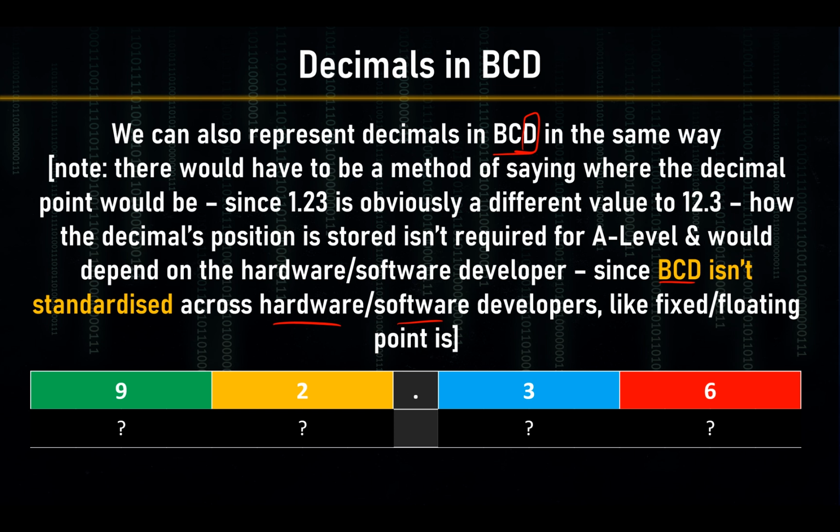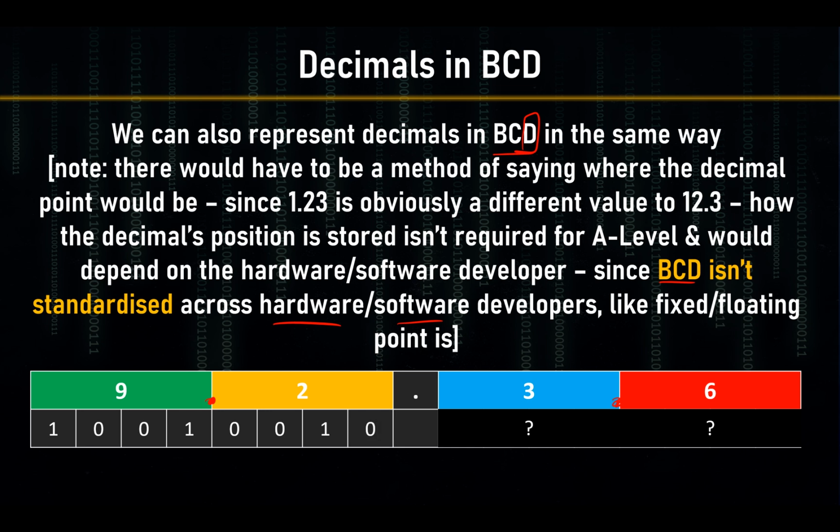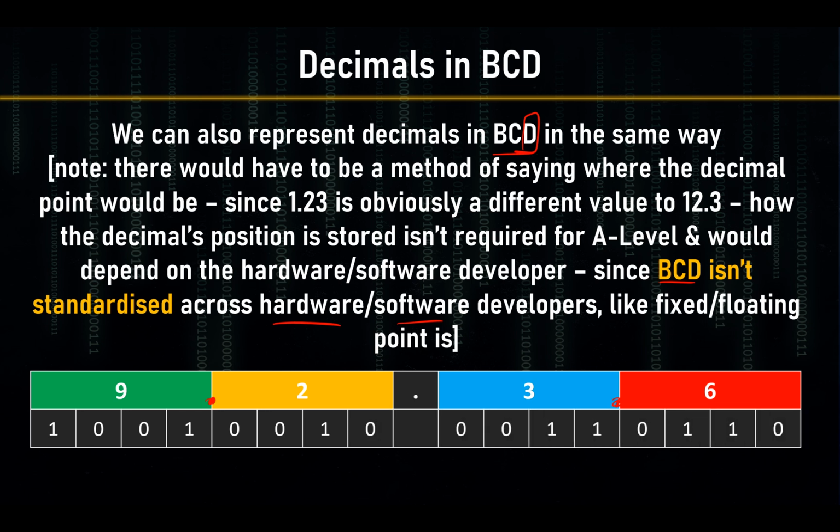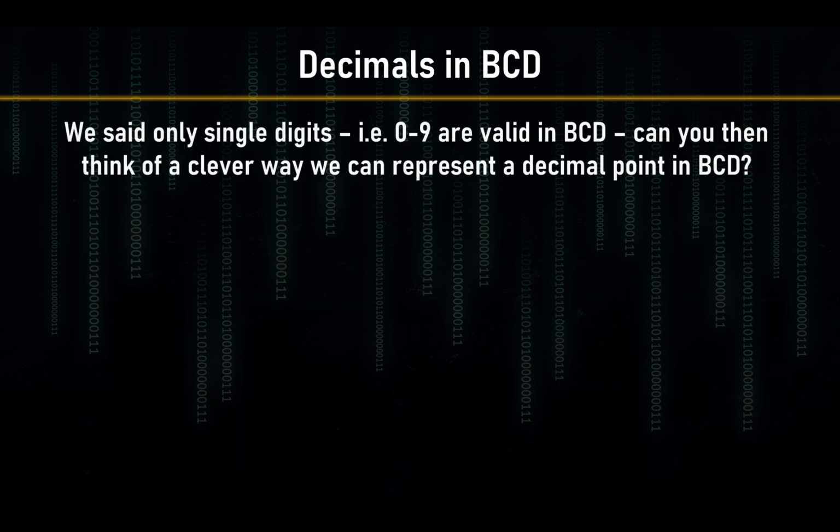But because of that, how do we actually represent where the decimal point is? Because if you had, let's say, 9.236, that's obviously a different number to 923.6. So there has to be a way of representing the decimal somehow. And again, if we just ignore the decimal, hopefully you can see how we get this: the 9, then the 2, then the 3, then the 6.